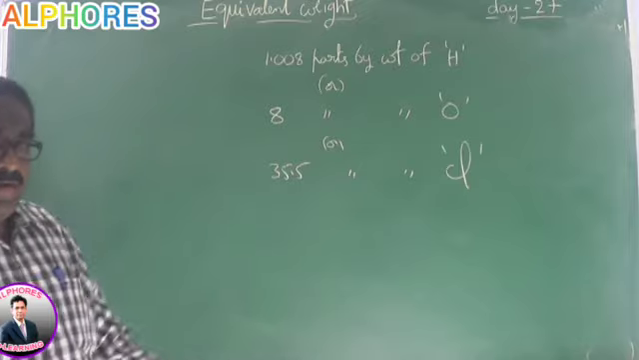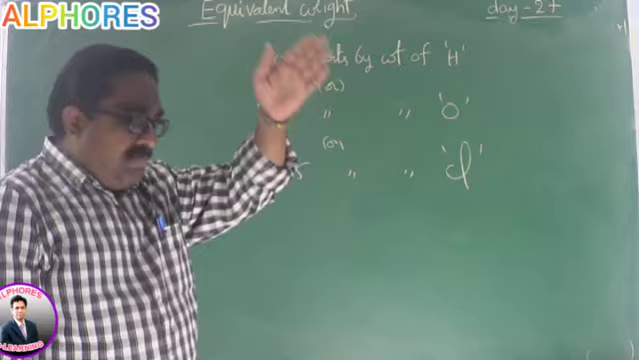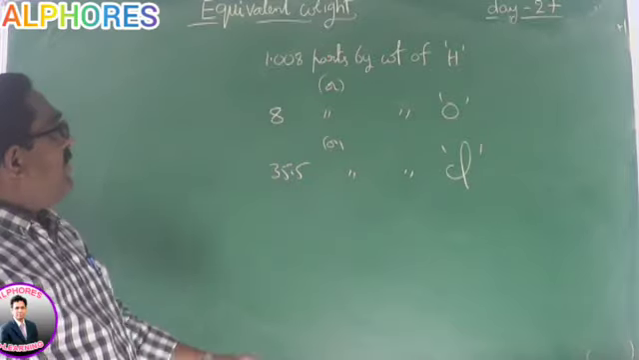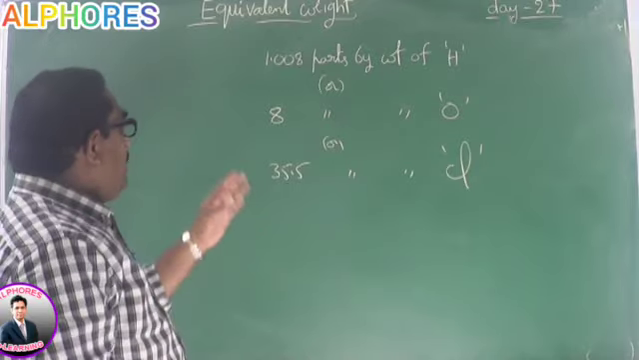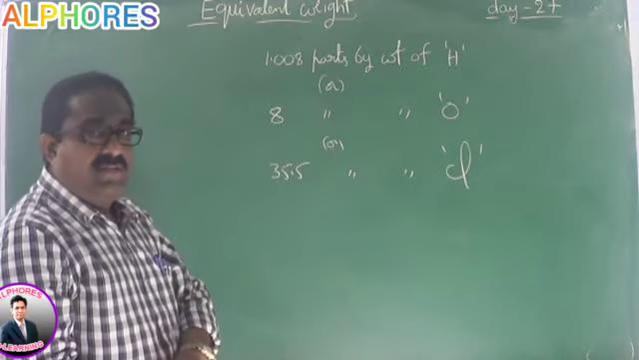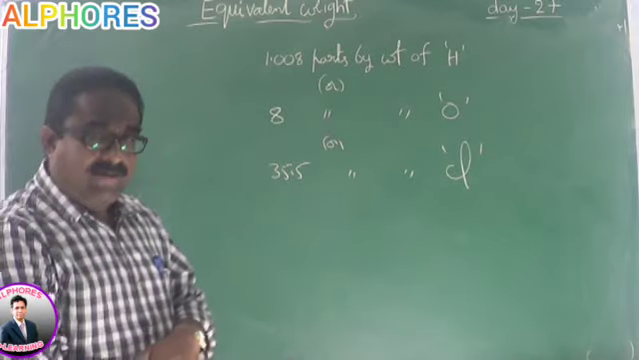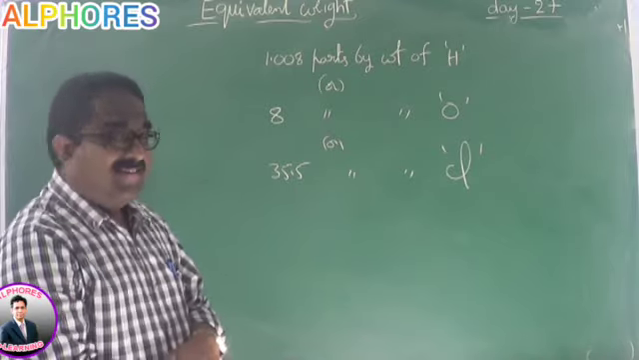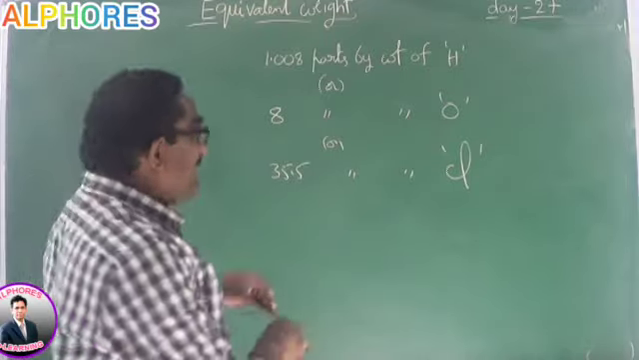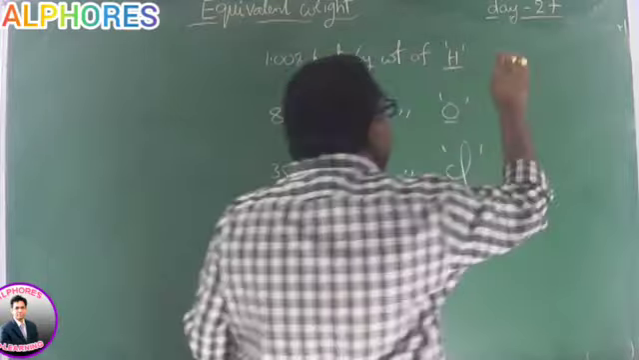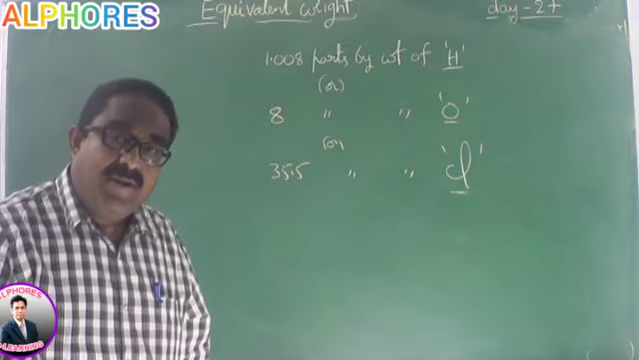I am repeating the definition once again. It is the number of parts by weight of an element which can combine with 1.008 parts by weight of hydrogen, or 8 parts by weight of oxygen, or 35.5 parts by weight of chlorine. Means these three elements' masses have been taken as reference to fix the equivalent mass of many elements.